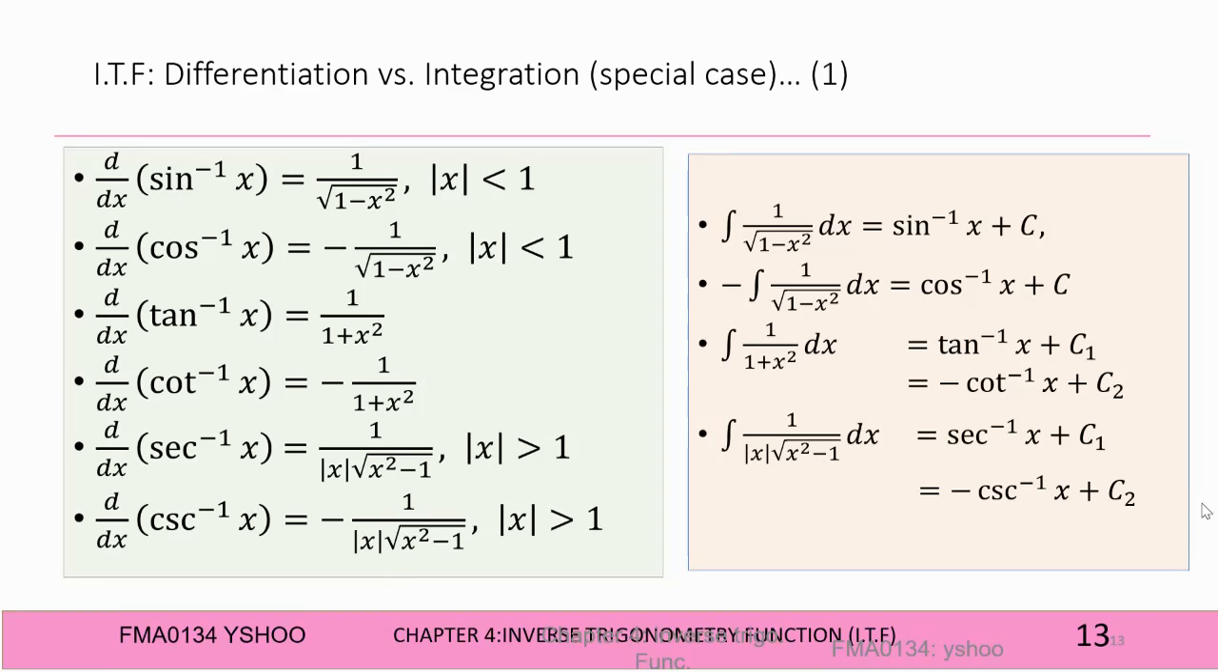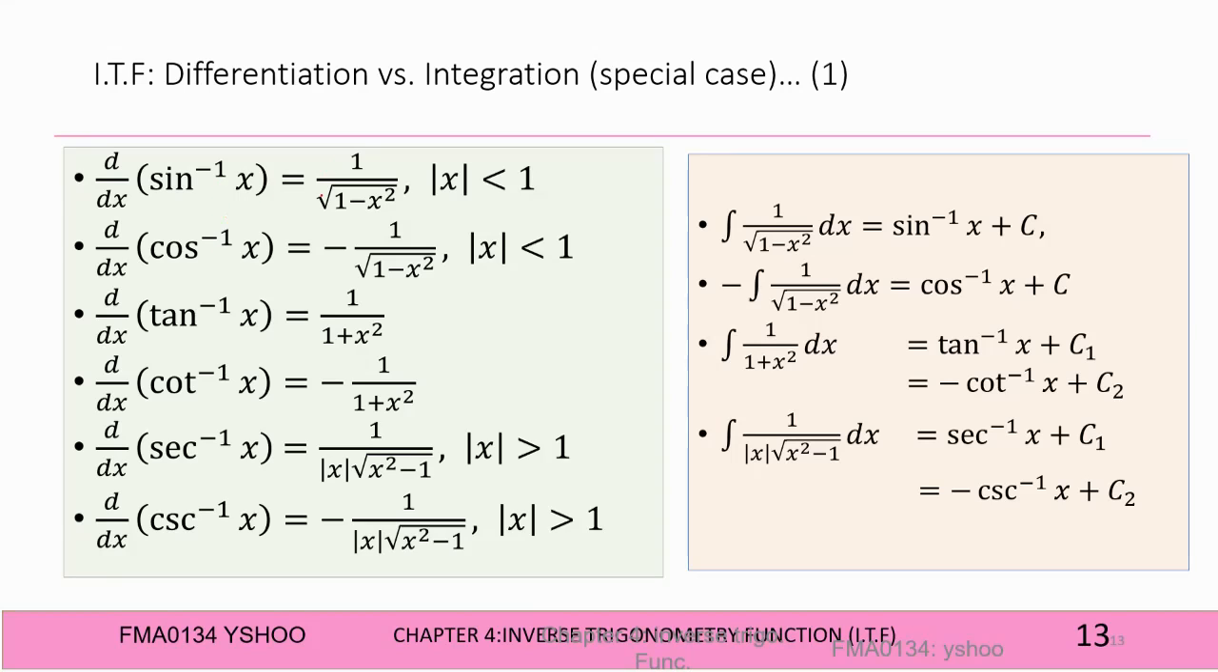Now when you differentiate sine inverse, you're going to have 1 over square root of 1 minus x squared, where the absolute of x must be less than 1. Why? Because if you look at this formula, there is a 1 minus x squared, and it must sit inside our square root. If x squared is larger than 1, then the square root will become a negative value, which is not valid.